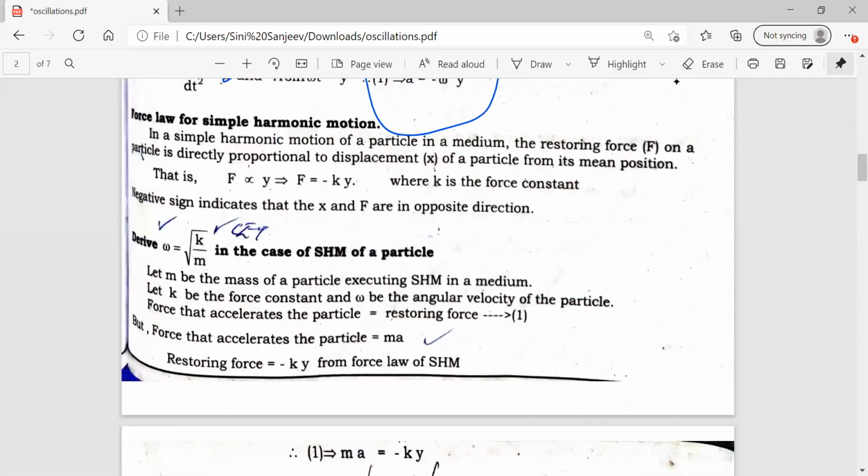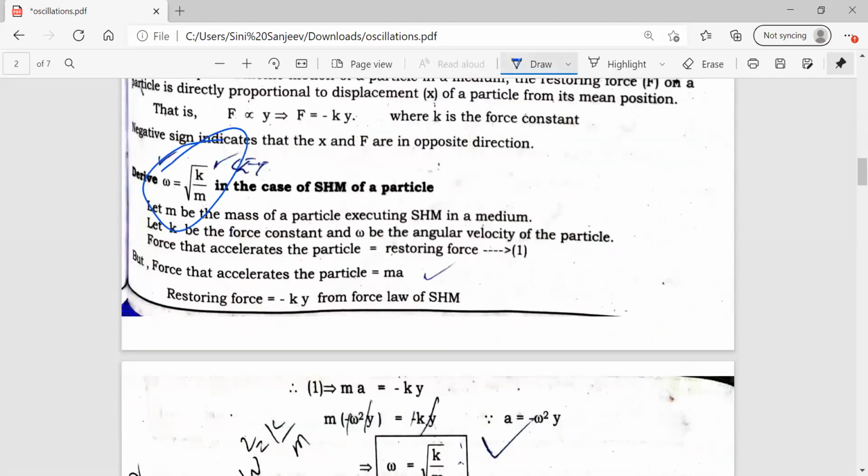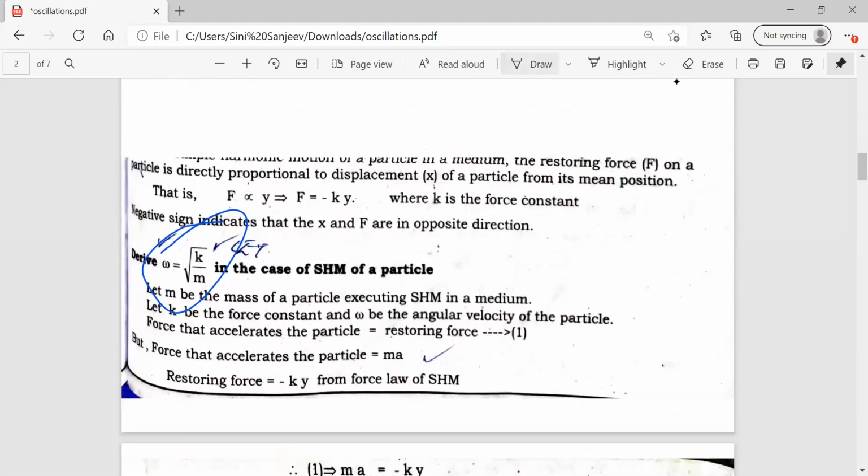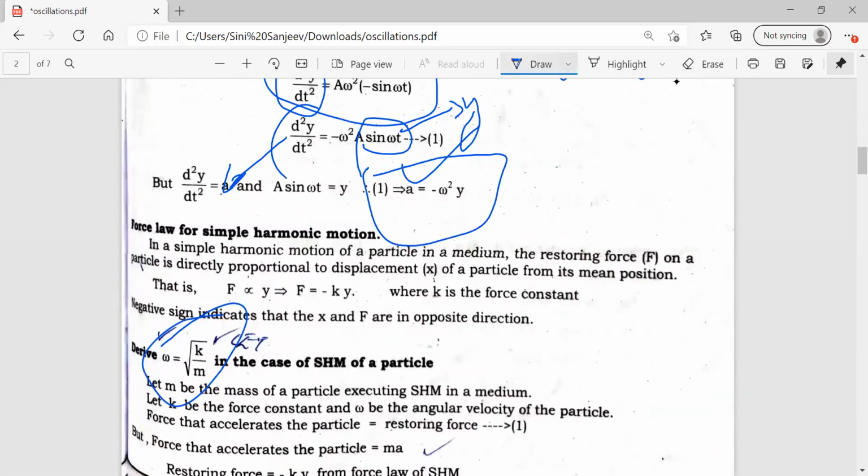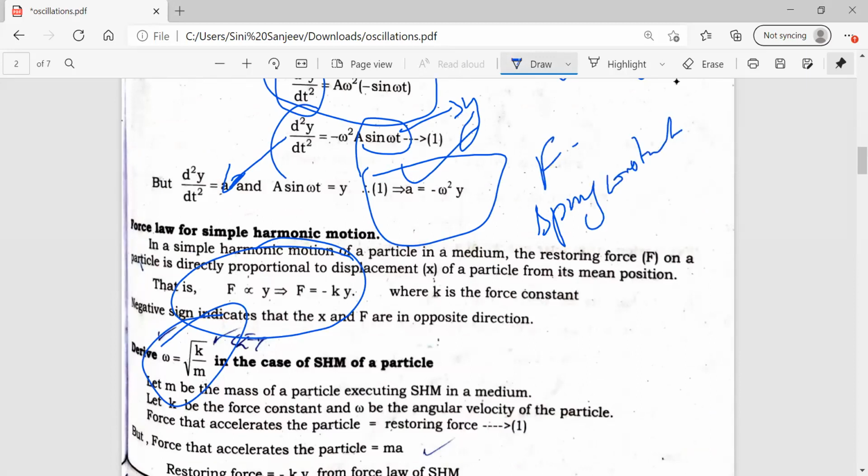This is one of the questions which is going to come in CET. Omega is equal to root of k by m. Before that, I just wanted to tell you what we studied in work, energy, and power. F is equal to minus kx, where k is the spring constant. F is equal to minus kx, we all know. But here, what is x? Displacement. So instead of that, we are giving y. Now we have to derive omega is equal to root of k by m. K is nothing but my spring constant.